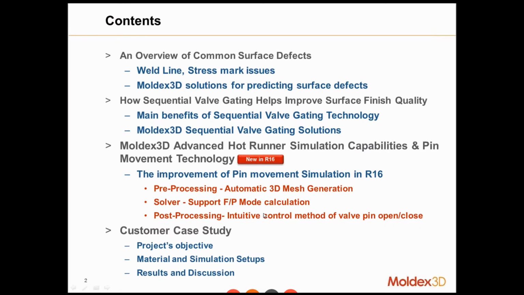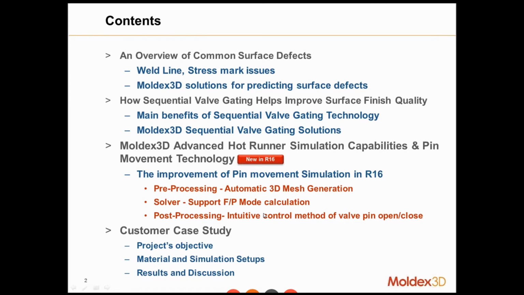First of all, I will introduce you to an overview of common surface defects, such as weld lines and stretch marks. I will also introduce how to use our Moldex3D solution for predicting and improving surface defects. And then I will introduce sequential valve gating technology, and how it can help us improve this kind of surface finish quality.